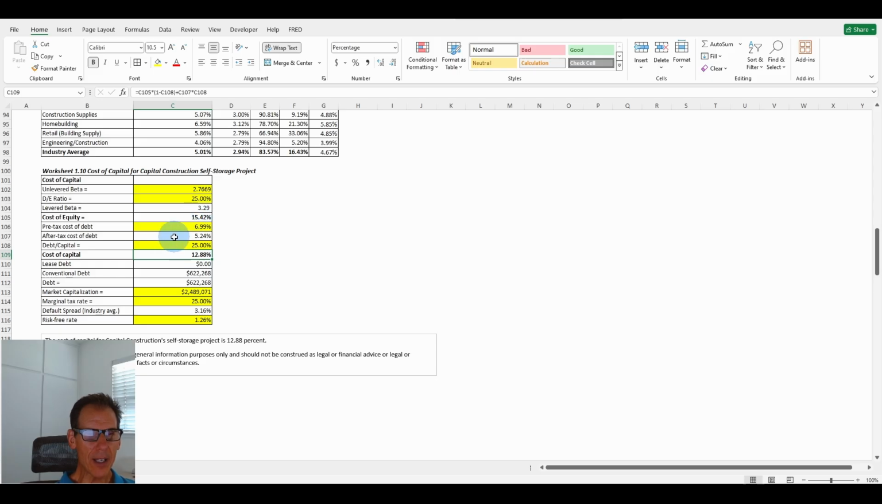After-tax cost of debt is 5.24, times C108, which should be 0.25. And that's the 25% that the GC is using in their line of credit or whatever facility they use. That's just the cost of debt. And then the risk-free rates.